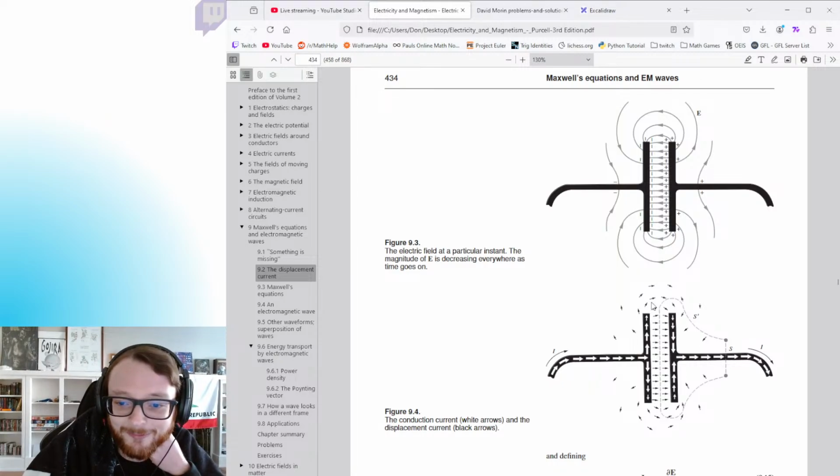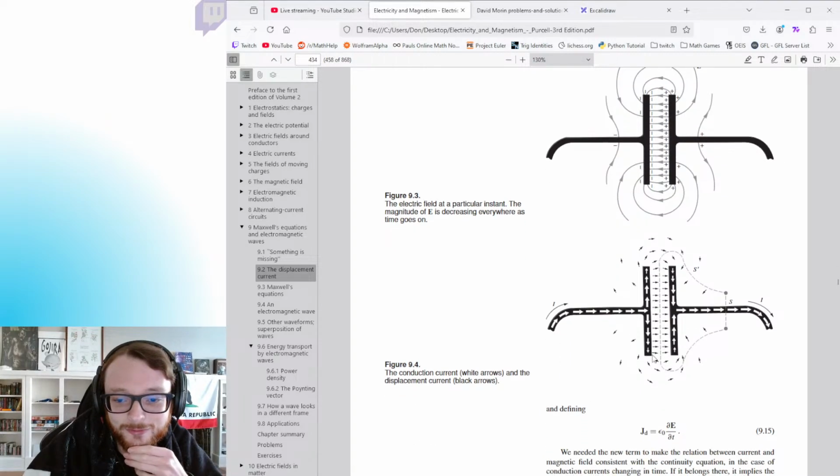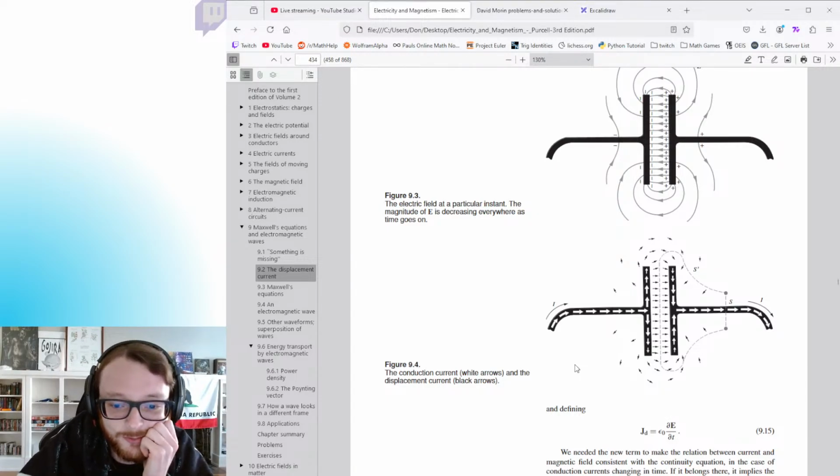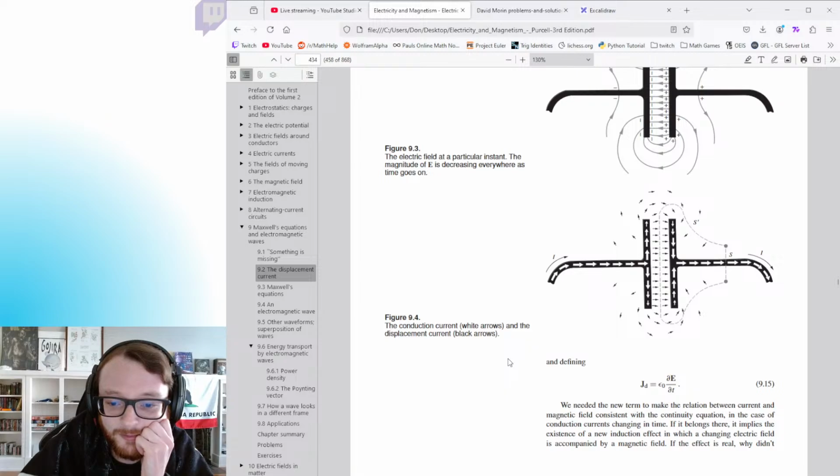So if this is a current, why is it just out in the air and not in a wire? That's weird. Sorry, can you say that again? So they're saying the displacement current is the black arrows, but those are just outside of the circuit. Yeah, they're not in a wire. No, I know. So I have a feeling it's not really a current as we would think of it. Yeah, I think they just call it a current. I don't really know why. Maybe it's like energy in some form or something. Yeah.